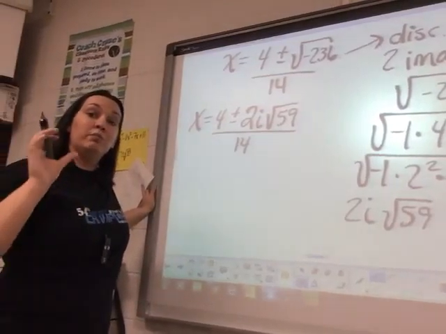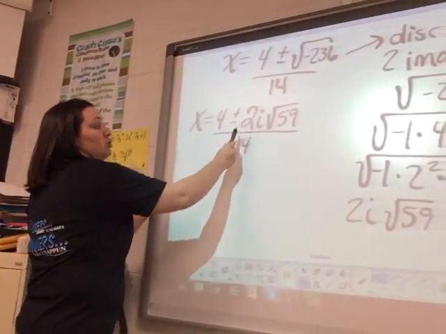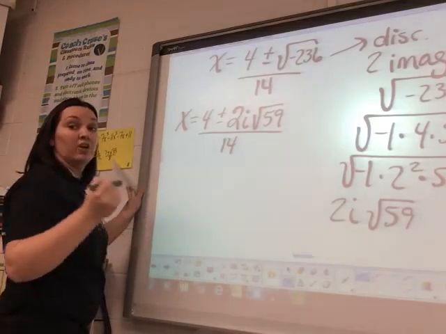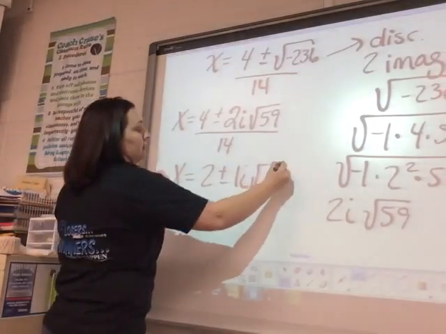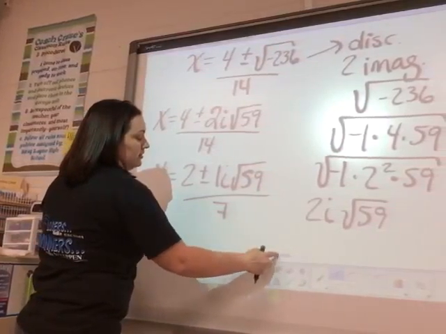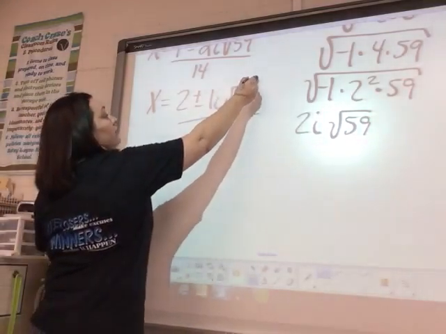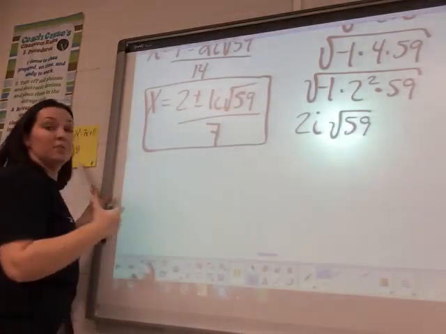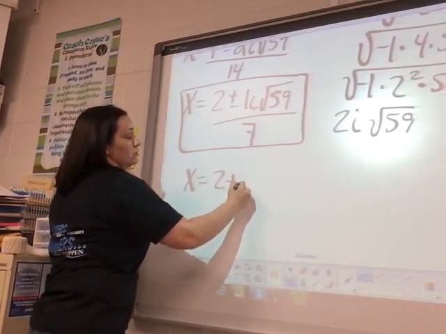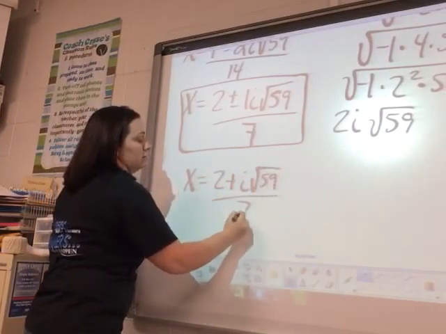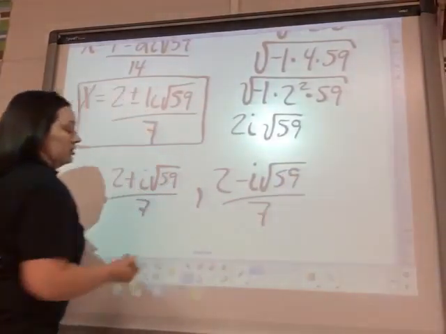That's actually your answer, but again, to make it equivalent to most tests, you have to reduce. 4, 2, and 14 are even. They're divisible by 2. So 2 plus or minus 1i radical 59 over 7. Okay, that's your answer. The only other thing that you could do to this answer would be to separate your plus and your minus sign to have two individual answers. That is the only other thing you could do for this problem.